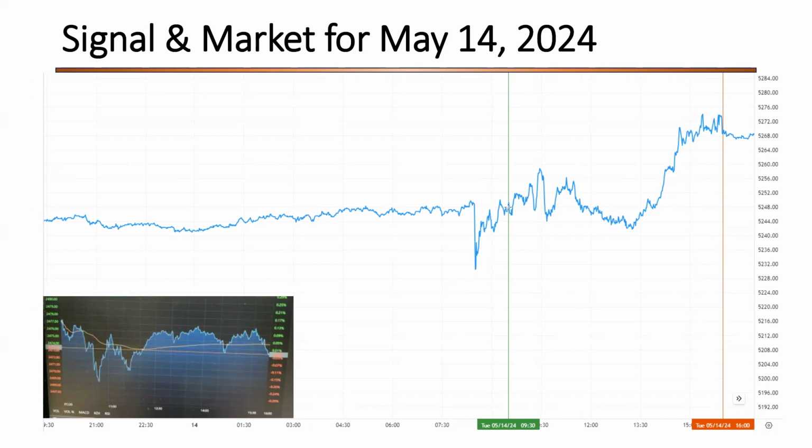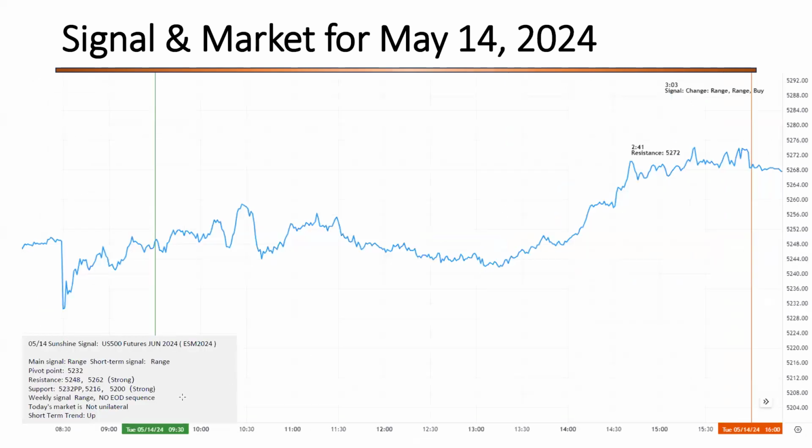Now let's take a look at the signal. Again, on event days like this, you need to give the levels more room. So your stop loss needs to be a little bit bigger, or you want to wait for the strong levels. Don't try to force trades in this highly volatile environment. The market opened at around the 52.48 resistance.